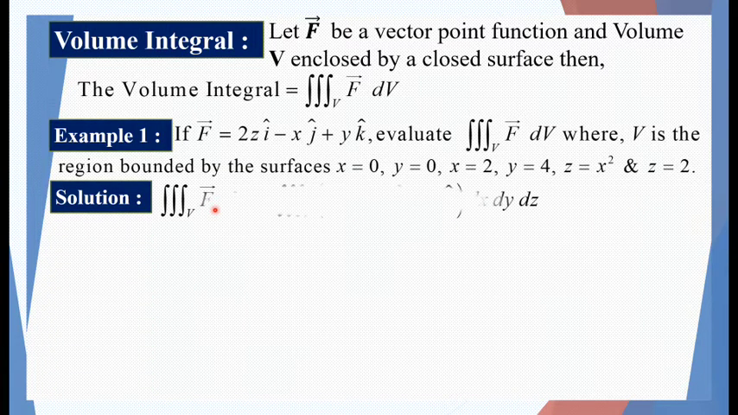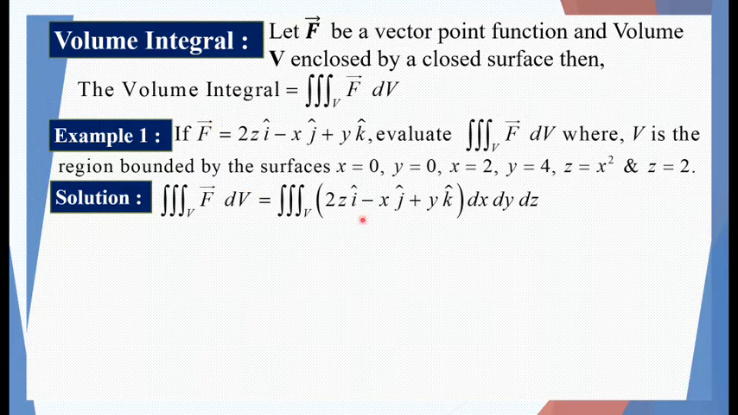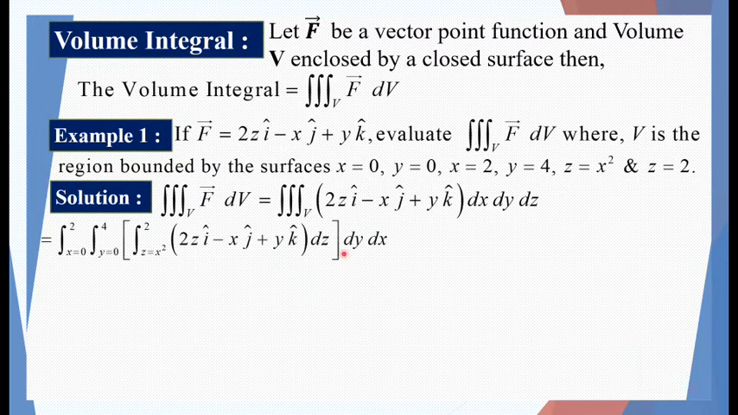So, to solve it, we know that triple integral V vector f dV can be written with the value of vector f here, and dV can be expanded as dx dy dz. Now we take the limits of this particular problem. The limits come from the region: x equals 0 to x equals 2, this is the limit for x; y equals 0 to y equals 4, this is the limit for y; and z equals x square to z equals 2, this is for z.